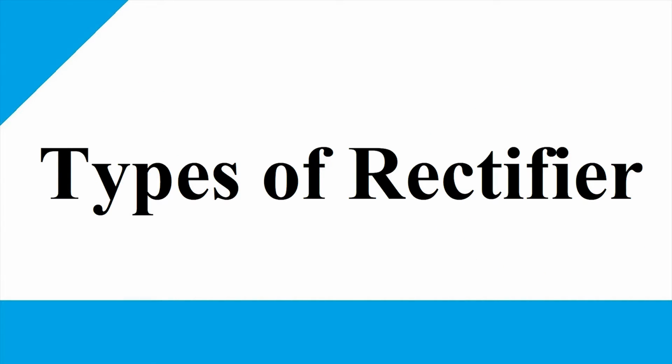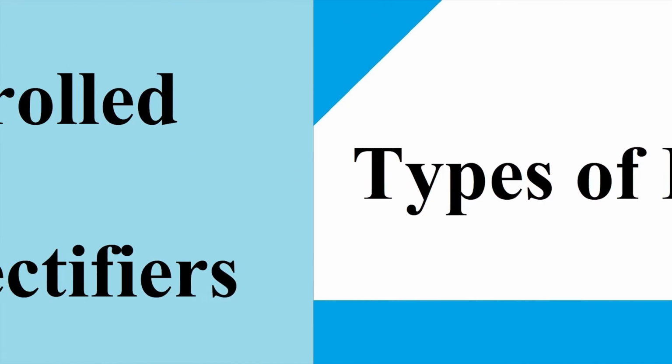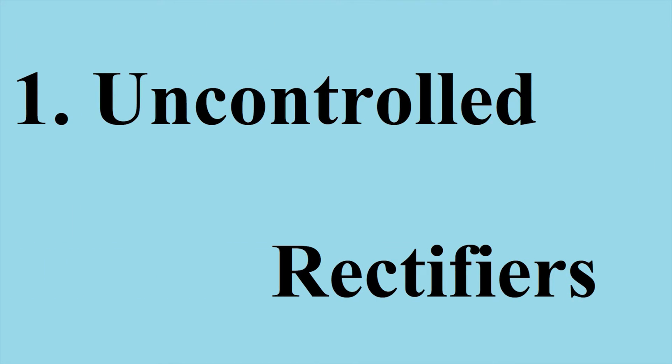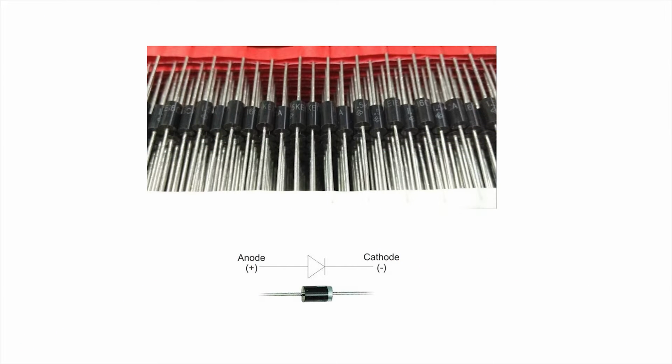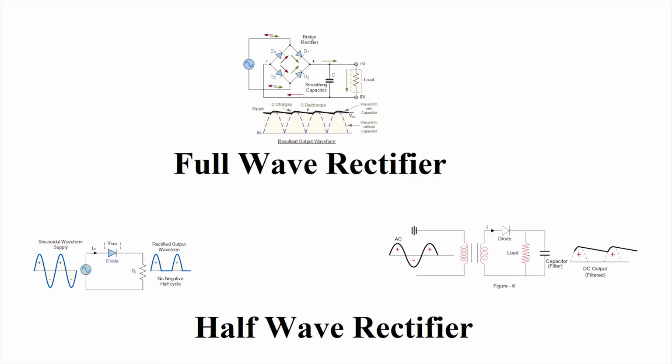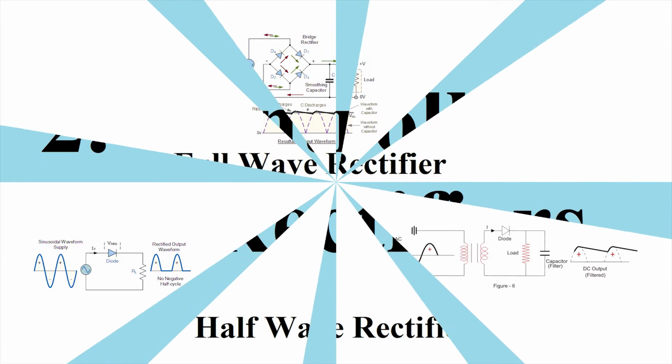Now, we will see what are the different types of rectifier circuits. 1. Uncontrolled rectifiers. These rectifiers use simple diodes to rectify the AC voltage into DC voltage. Further, there are two types of uncontrolled rectifiers, half-wave and full-wave rectifiers.